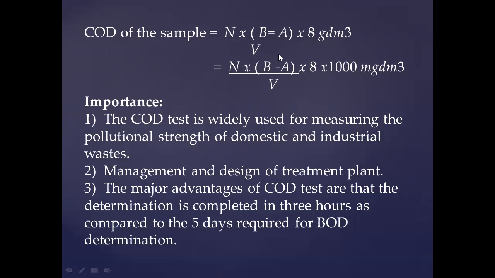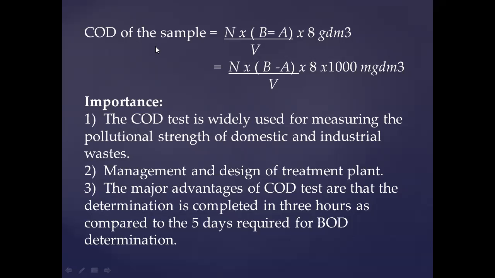So in this way, we use this equation to find the COD of a wastewater by this method. The importance is that it is used to measure the pollution strength of any wastewater. Second, it helps in managing treatment plants, to understand whether the load is going to be more or less. And it is very quick: within 2 to 3 hours this entire experiment is completed. That's why it is more useful compared with BOD.